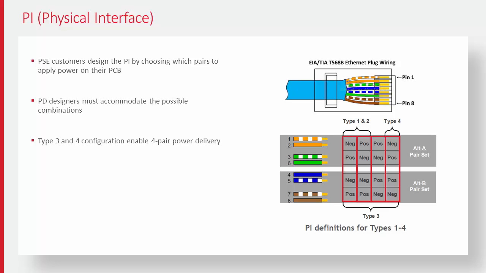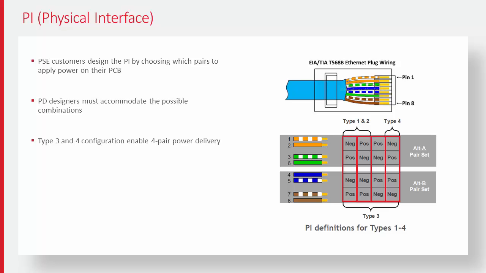It looks like there's some changes to the PSE standards. So not only are the changes affecting the power that's delivered over the cable, but also the physical label. Can you kind of give us an overview of what exactly these changes are and how we got there?